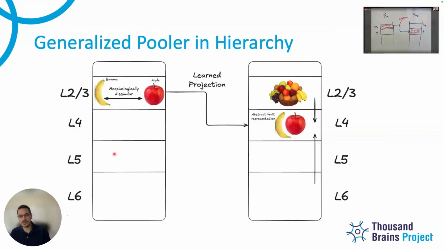Jose, do you have a question? I was going to say, the reason why I don't think the SDRs for the banana and the apple in L4 should be similar is that fruit is a conceptual category, not arising from perceptual similarity. Yeah, that's why I don't think so. That's all I wanted to say.